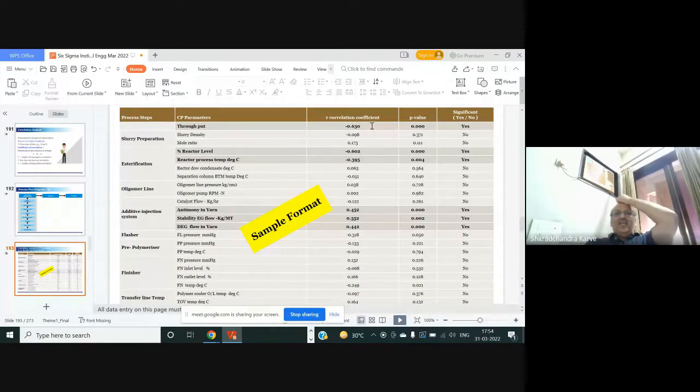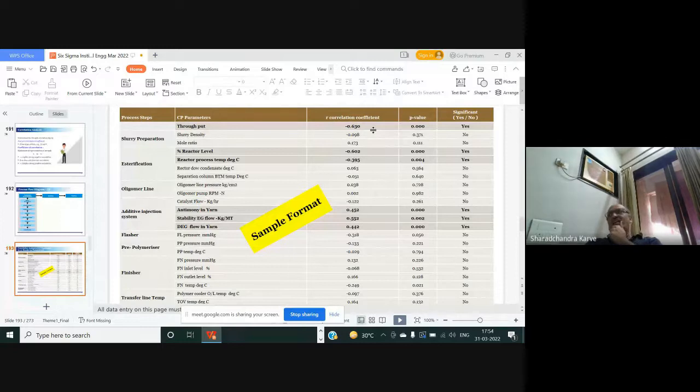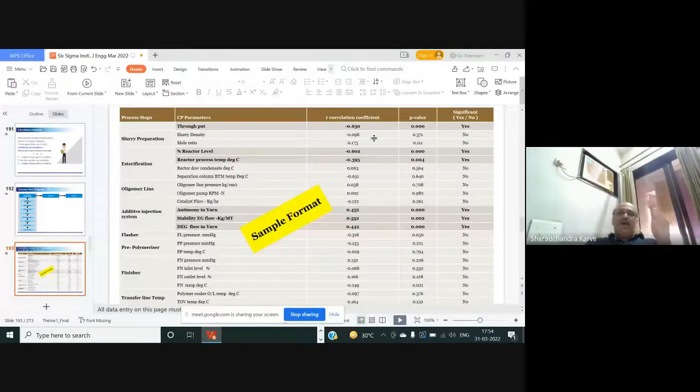Now when I say the correlation coefficient is minus, what does it mean? If I want to reduce my breaks, I need to increase my throughput. So my Y is lower the better. That is why I have to increase my X. As I increase my X, because this relationship is negative, my Y will get reduced. This is about one of the parameters, which is throughput.